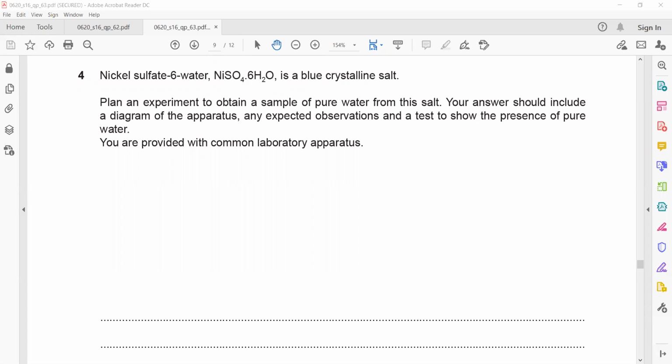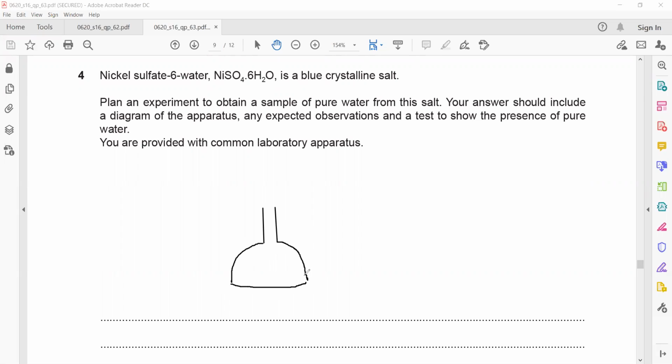Sir, when we have a crystalline salt, can't we just use crystallization to obtain salt and water? If you want to obtain a soluble salt from a salt solution, you can use evaporation or crystallization.